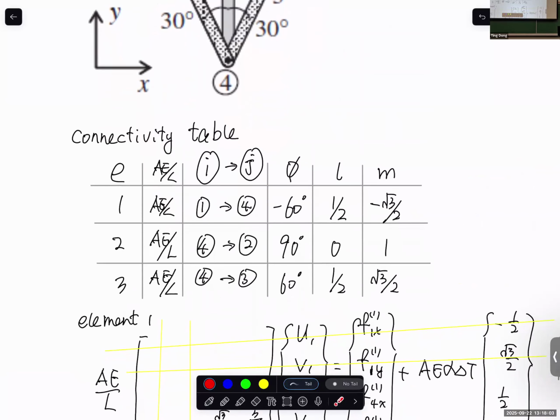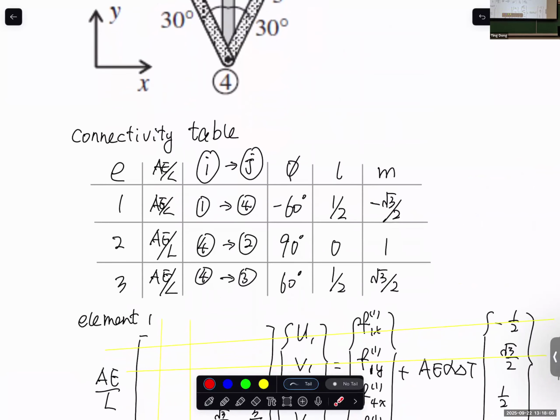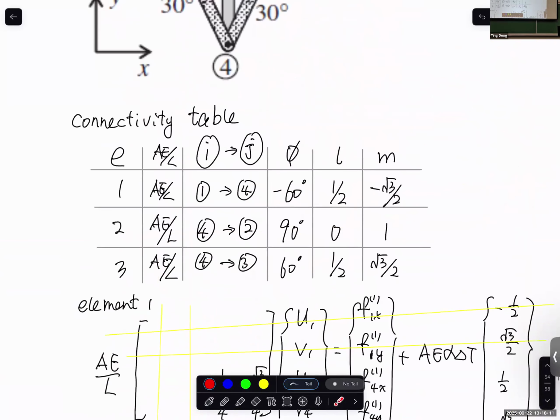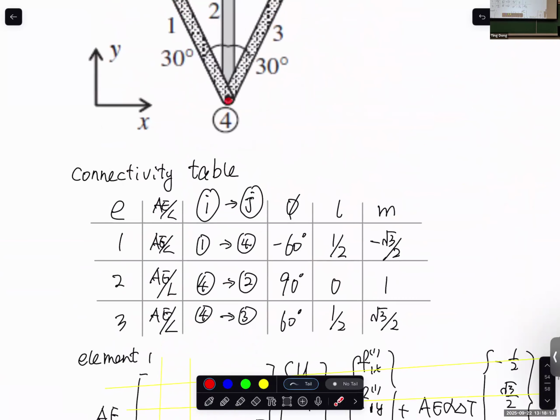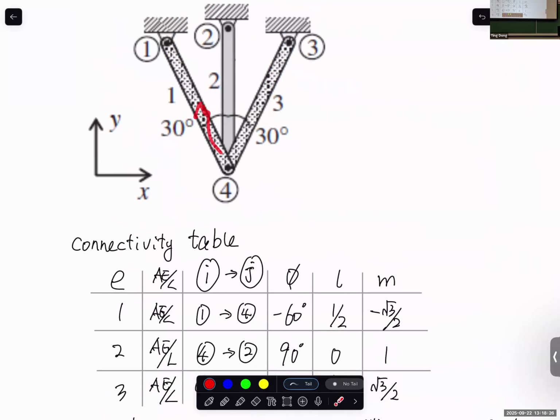Great question. So again, this is not an FEA problem. This is a mechanics of materials and statics problem. So when I said there's no force applied at node 4, it means that the force applied at node 4 to element 1 plus element 2 plus element 3, the 3 combined, equals 0.